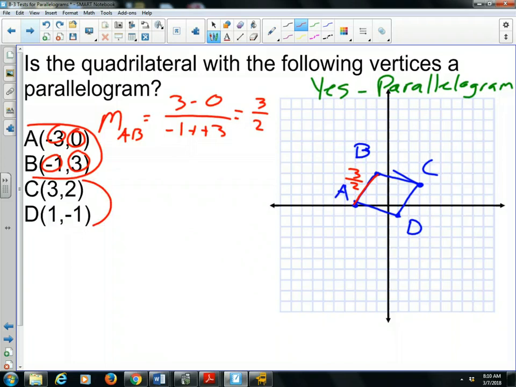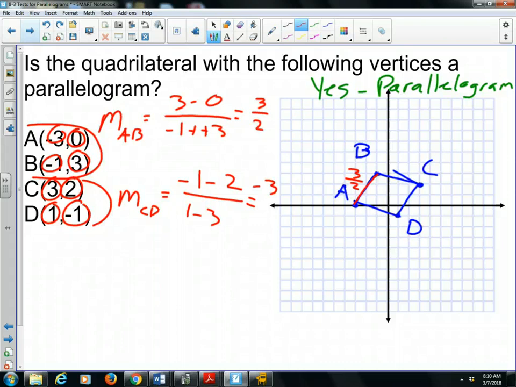And let's see if that slope is the same, because parallel slopes are the same slope. So my slope from C to D equals y2 minus y1, a negative 1 subtract 2, divided by x2 minus x1, 1 minus 3. A negative 1 minus 2 is a negative 3. 1 minus 3 is a negative 2. A negative 3 divided by a negative 2 is a positive 3/2. And there you have it, the opposite sides. We have one set of opposite sides that are parallel because they have the same slope, 3/2 and 3/2.